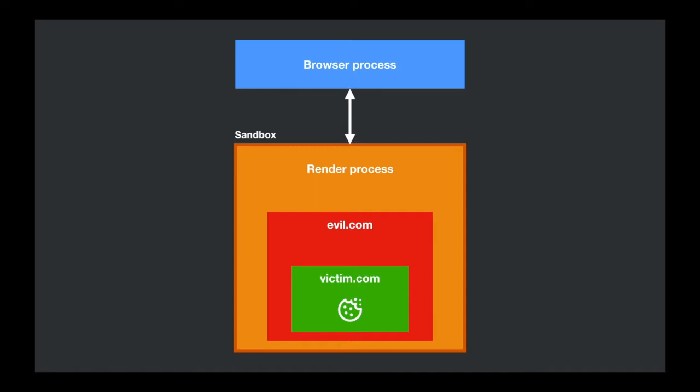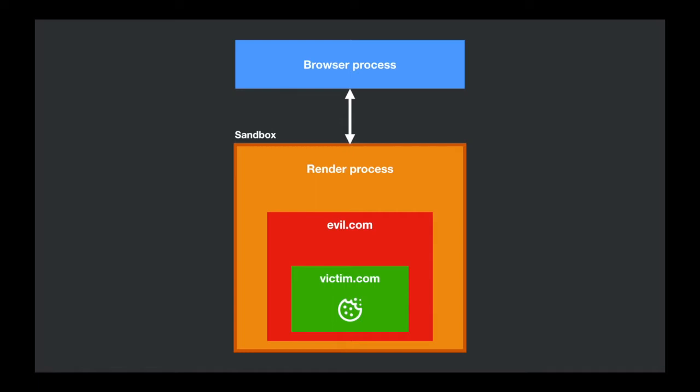Now, this means that in order for this renderer process to actually do its job, which is to draw the page, this process now needs to load the cookies for victim.com because that's part of what it needs to actually draw the page. It's going to need to see that, right? This content came from victim.com, and so therefore this process has access to it.